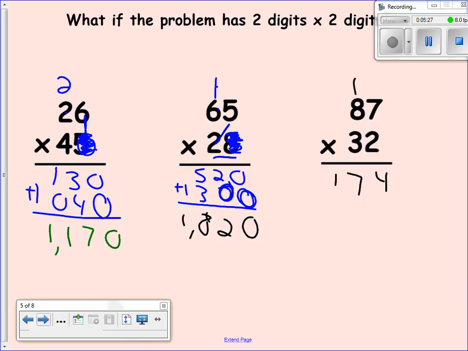You see, kids, it's just a system. If you know your facts, this should be simple. If you don't know your facts, this might be taking a little longer. I'm going to cross off this 2. By crossing off this 2, I have to put a place value holder.